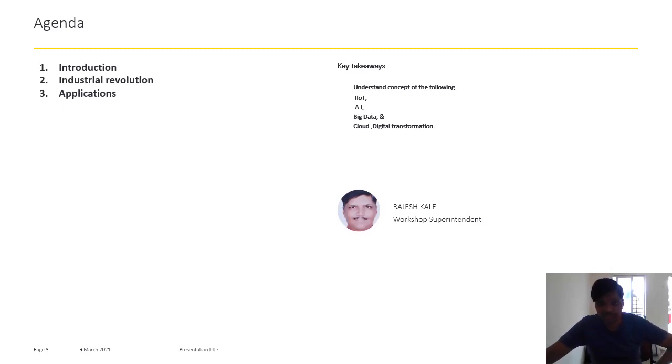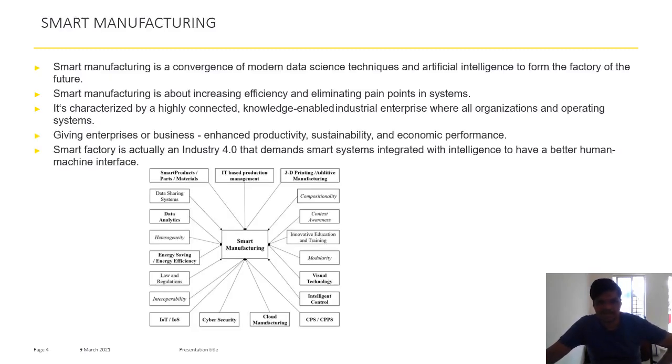Because when these takeaways are clubbed together, when they are summative in nature and they are applied to a system, at that time they are converting a conventional machine setup or conventional company into a smart manufacturing setup. So what is smart manufacturing? Basically, the name itself is sufficient. It tells you that anything that is related to smart working is termed as smart manufacturing, in the sense that I am converging modern data science techniques and artificial intelligence to form a factory of the future. So it is also referred to as Industry 4.0.